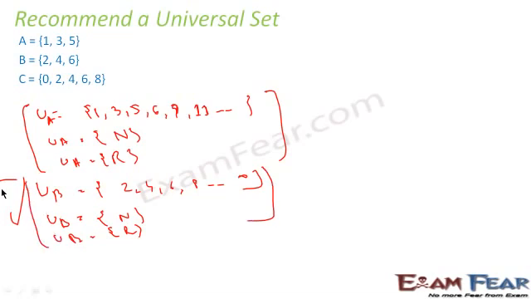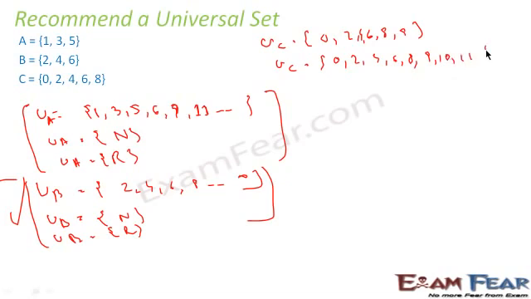Similarly, for set C, we can do the same thing. We can create a universal set of C as 0, 2, 4, 6, 8, 9. We add only one extra element. Or you can say the universal set of C is equal to 0, 2, 4, 6, 8, 9, 10, 11. So universal set is nothing but a bigger set which should contain at least all these elements. This is an example of a universal set. It should contain all the elements that are in a given problem.